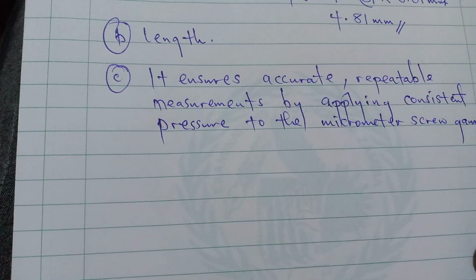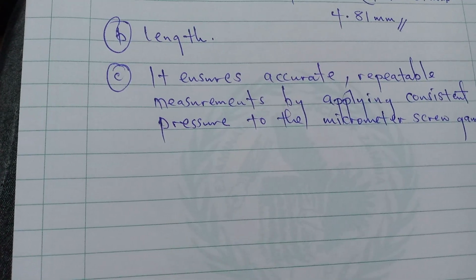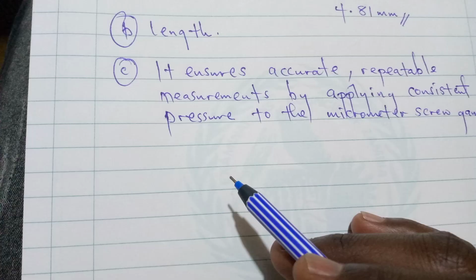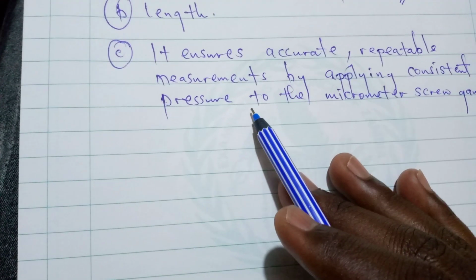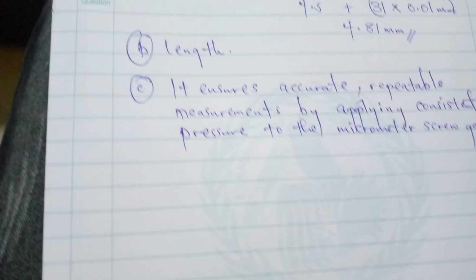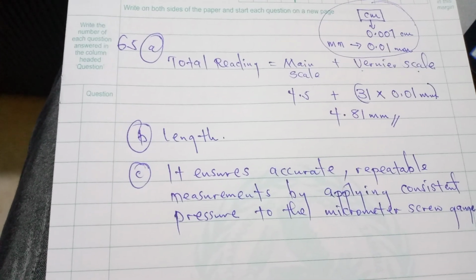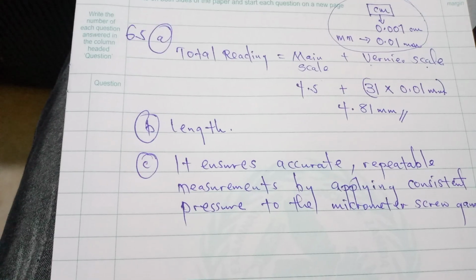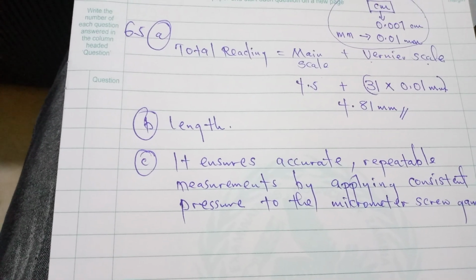So another one is that you can put it to say it ensures that the object that is being measured is gripped properly. Yeah, that one. It can also qualify to be your answer. So those are the possible solutions that we are supposed to have under micrometer screw gauge. So we proceed to the next question.